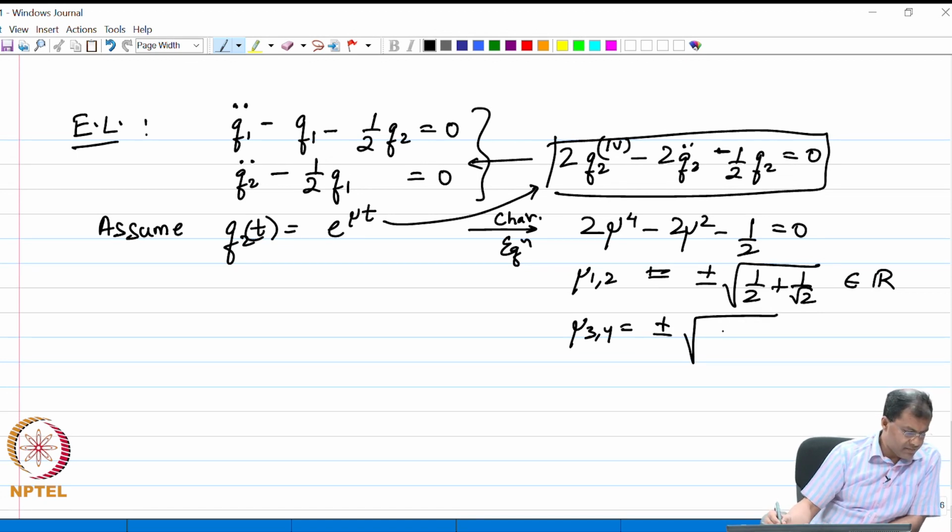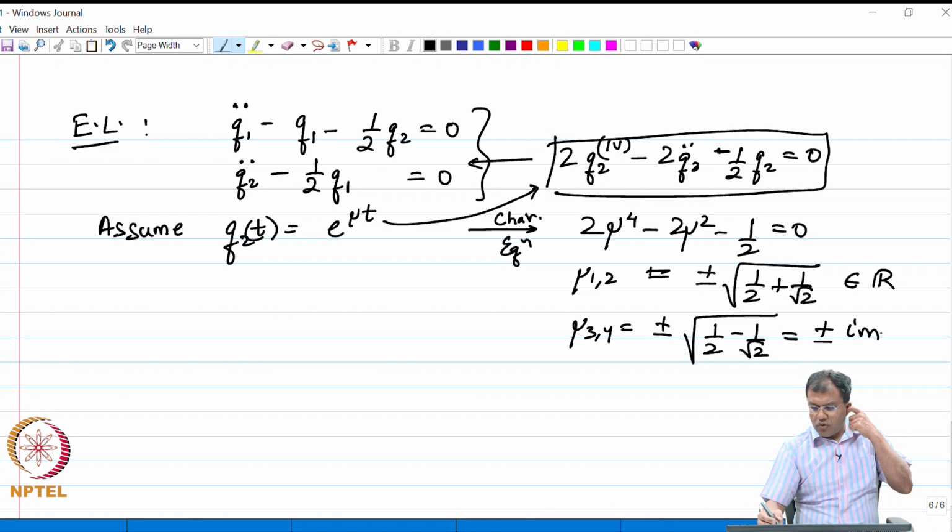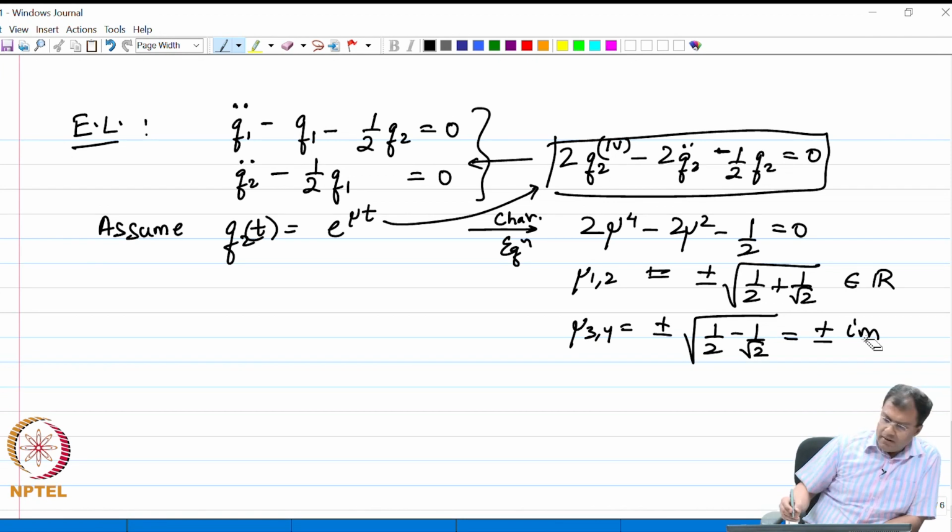and the second set of solutions are given by plus minus square root of 1 by 2 minus 1 by square root 2, which is also equal to plus minus i m, right. So, what I want to show here is that the second set of 2 solutions are purely imaginary. So, it is i times some quantity which is a real number, where my m is a real number.